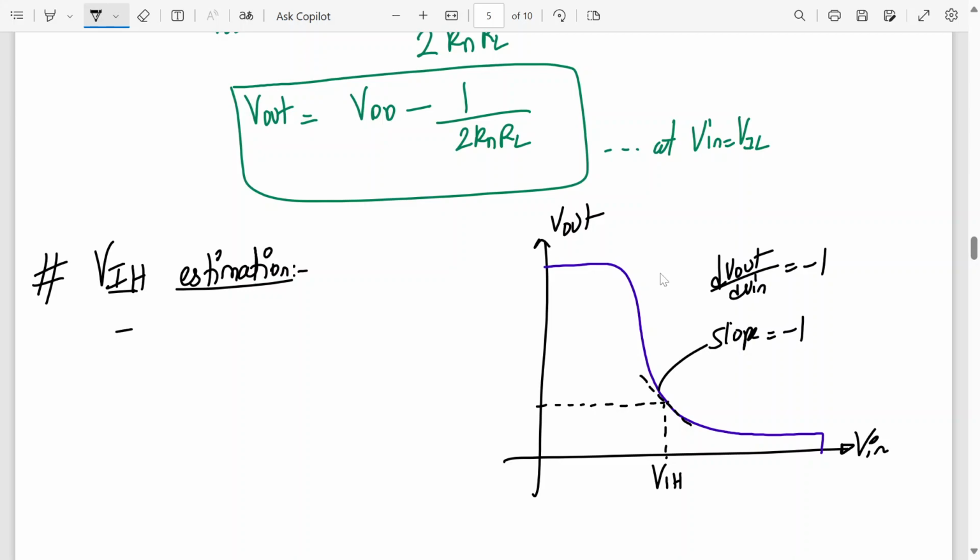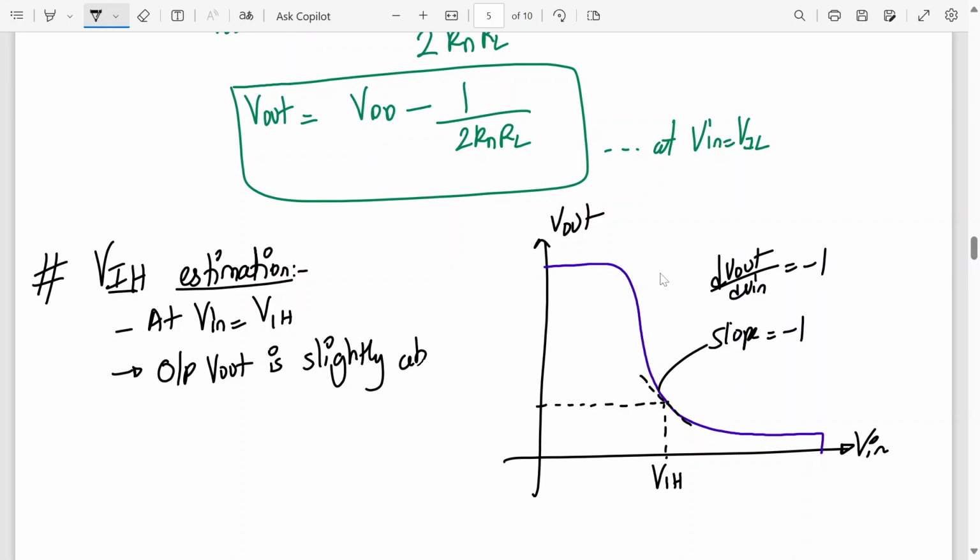Okay. So we can say at V in equal to VIH, what is my output status? My output V out is where it is? Here, na? Output V out is slightly above 0. Okay. So output is nothing but VDS, right? If VDS is very small, that means VDS has to be lesser than VGS minus VTO also. Itna small ho gaya.